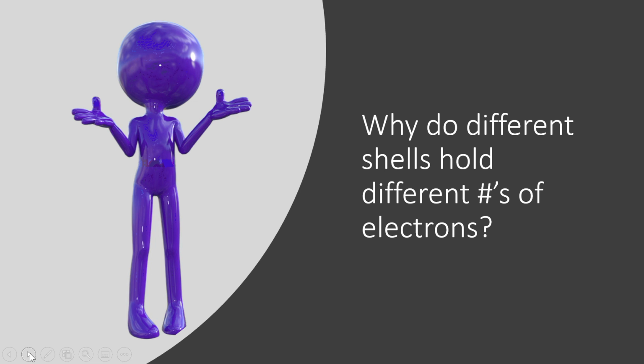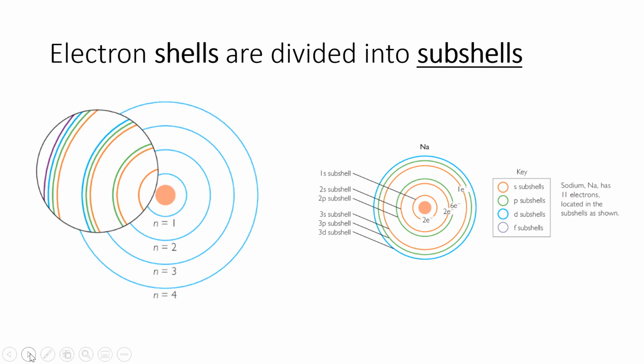So one question we want to answer is, why do different shells hold different numbers of electrons? And that is because these electron shells are actually divided into something called subshells. So this visual on the left I really like because it shows the zoomed in version of it. So what we thought of as the first shell is made up of one subshell. The second shell is broken down into 2 different subshells. The third has 3 different. The fourth has 4 different subshells. And you see in this visual they're color coded, and there's these letters over here to the side. So we use letters S, P, D, and F to distinguish these different subshells.